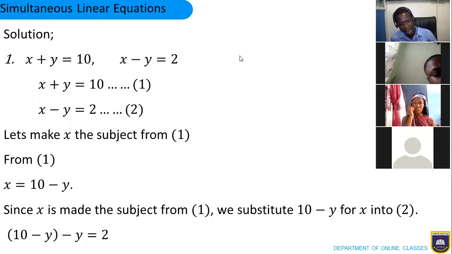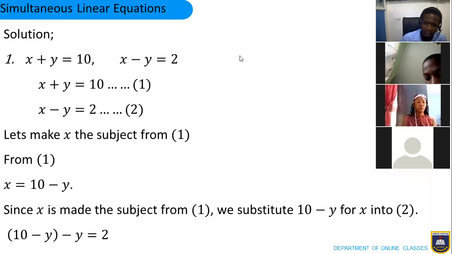Then, having made x the subject from equation 1, I have to go and substitute 10 minus y for x into equation 2. No more equation 1 again. Equation 1 has finished doing its work. So now I'll go and substitute into equation 2. Since x is made the subject from equation 1, we substitute 10 minus y for x. That means in equation 2, wherever we see x, we are going to replace it with 10 minus y.